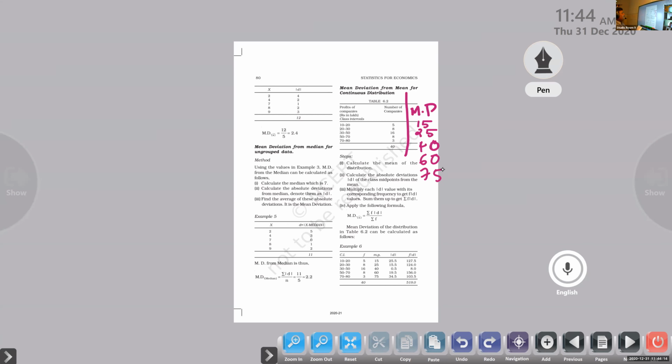Now I want to find out the FM. We got M here, midpoint. FM is F into M. So 5 multiplied by 15, 8 multiplied by 25, 16 multiplied by 40, 8 with 60, and 3 with 75. So I will get numbers like this: 75, 200, 640, 480, and 225.